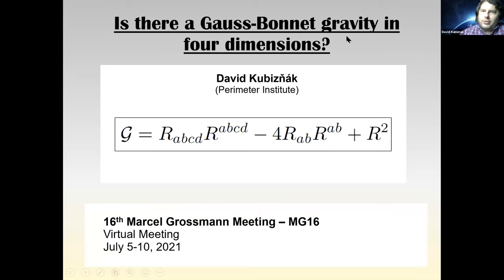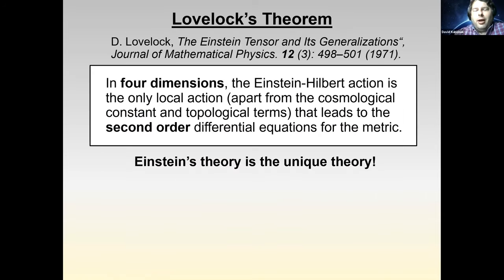Let me start with the famous Lovelock's theorem. It goes back to 71, and it says, well, in four dimensions, the Einstein-Hilbert action is the only local action, apart from the cosmological constant and the topological terms, that leads to second-order differential equations for the metric. So in other words, in four dimensions, Einstein's theory is the only theory which can be derived from a local action.